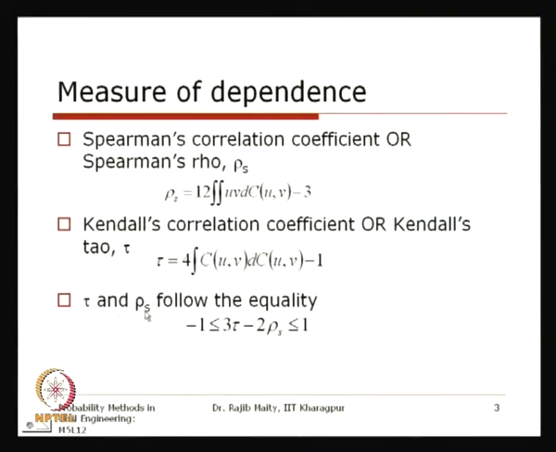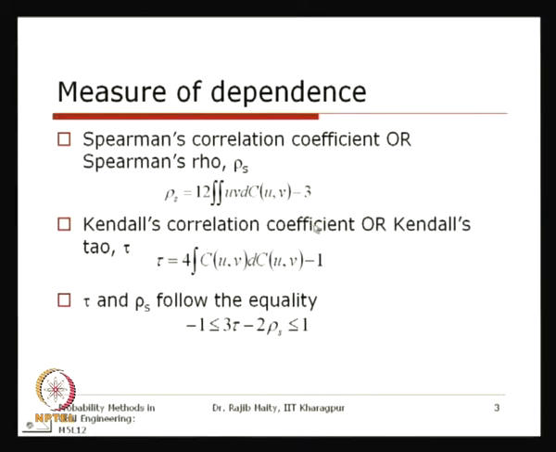And we have also stated that this tau and this rho_s follow a relationship through this inequality: minus 1 is less than or equal to 3 times tau minus 2 times rho_s, which is less than or equal to plus 1. So, 3 times tau minus 2 times rho_s is bounded by minus 1 to plus 1. But what is more important here is that the expression that we have explained here is in general for all the copulas, whatever may be the class.